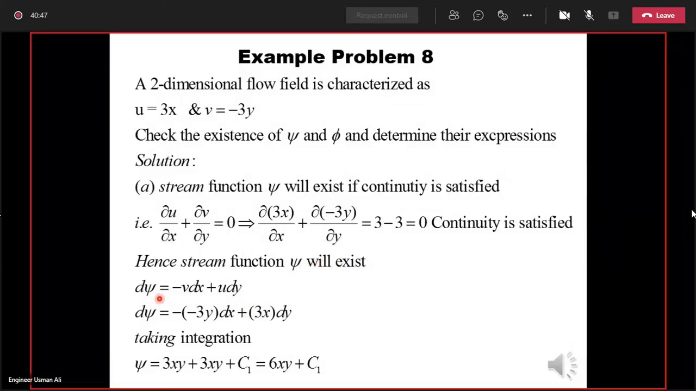Getting the equation of stream function, d psi is minus v dx plus u dy. Putting the values, v is minus 3y, so minus v is positive 3y into dx, and u is 3x, so 3x into dy. Taking the integration, integration of d psi is psi, integration of 3y dx is 3xy, integration of 3x dy is 3xy, plus c1, the constant of integration. So 6xy plus c1 is the equation of psi. Trying different values of psi, we can plot the psi lines as well.